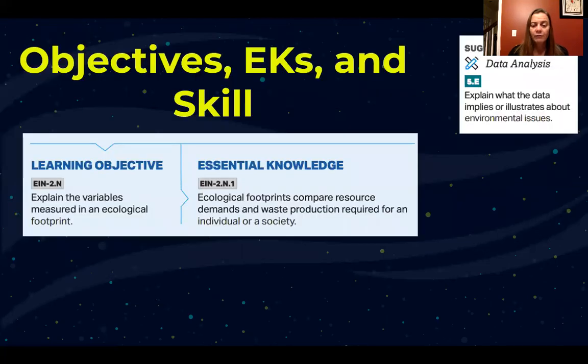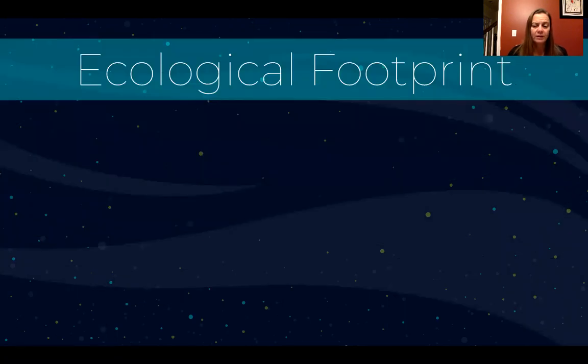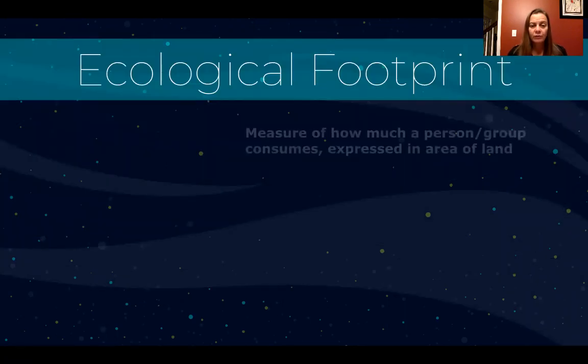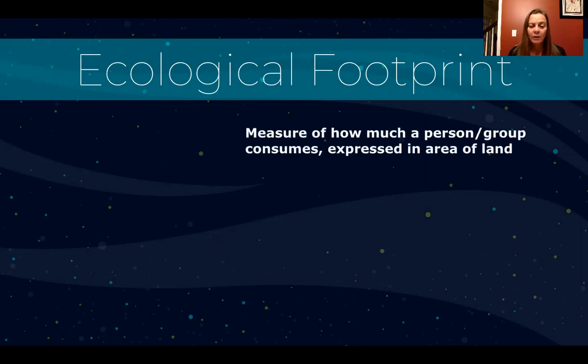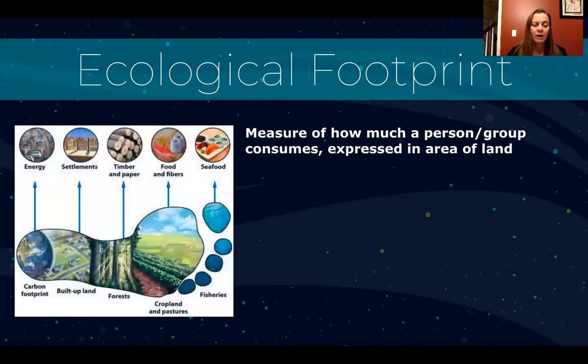So we're going to talk about what a footprint is and how we use it in environmental science. So an ecological footprint is just a measure of how much usually an individual, but sometimes a group, consumes, and it's expressed in an area of land. And when we talk about it, we want to recognize the different things that go into our eco footprint.